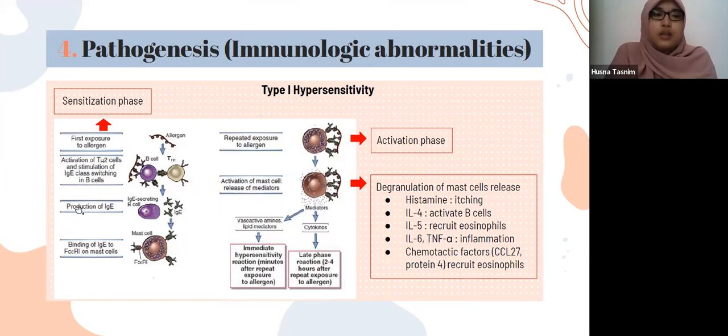So the activated B cells cause the stimulation of IgE class switching and thus increase the production of IgE. Interleukin 5 recruits eosinophils, interleukin 6 and TNF-alpha are responsible for the inflammation, and some chemotactic factors such as CCL27 and protein 4 recruit more eosinophils.